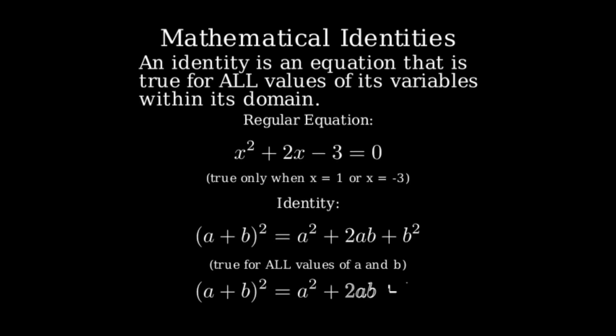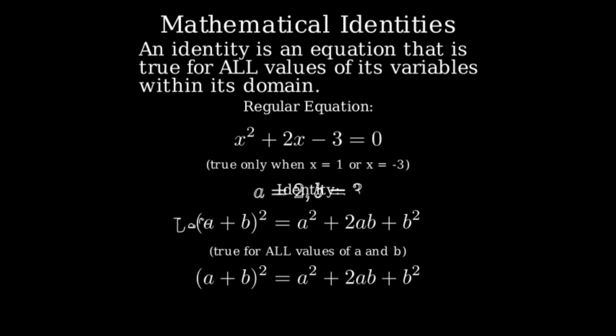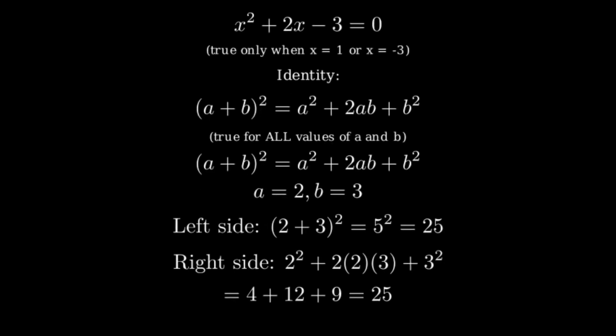Let's look at a classic example, the square of a binomial identity. Let's verify this identity with some actual numbers. First, let's try a equals 2 and b equals 3.